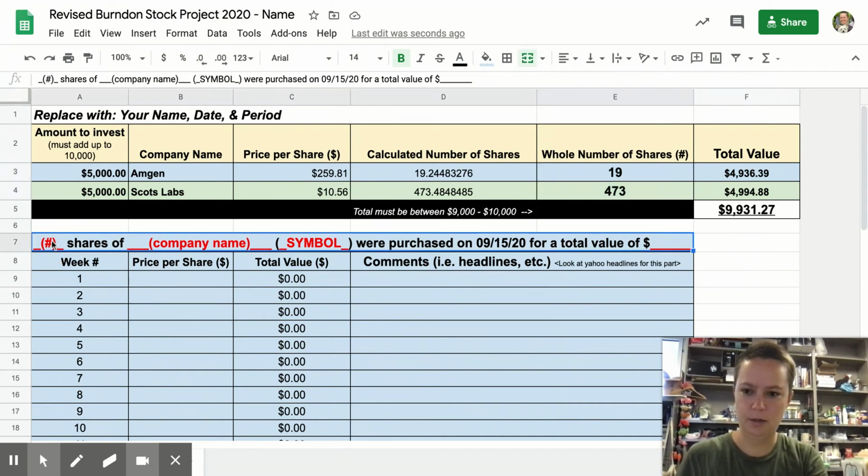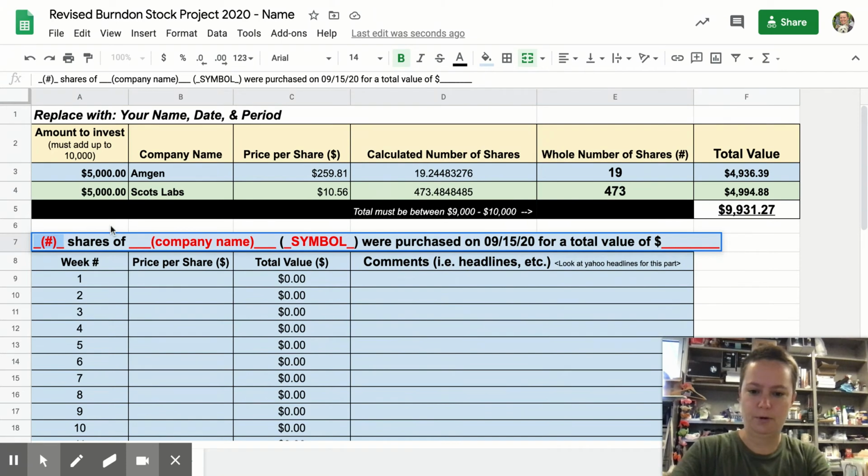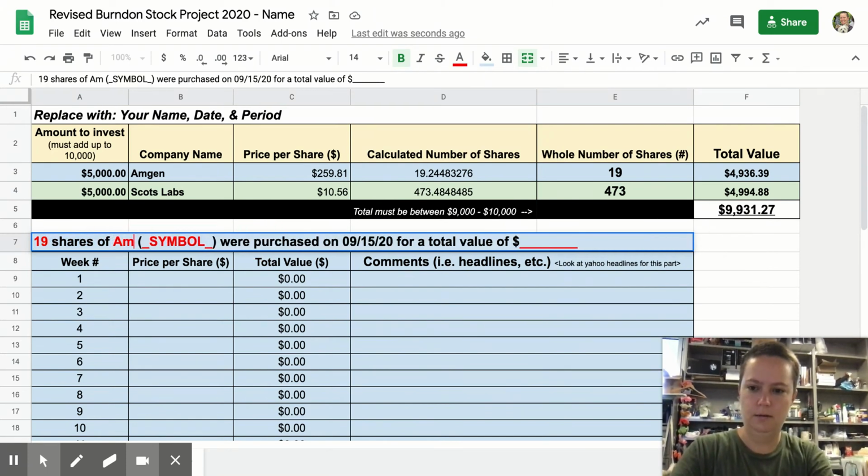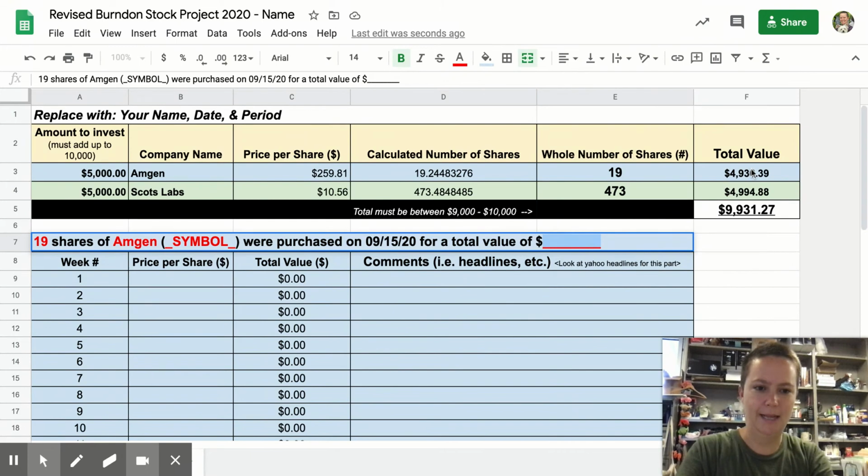Okay, so that's what you're going to put in your two tables. So for Amgen, your first company, you'll put in here, right? Your total number of shares was 19 shares of Amgen. And put the symbol for Amgen, which I don't remember, but you can look up. And then the total value is from this last column. So it would be 4936.39. That's your starting investment.